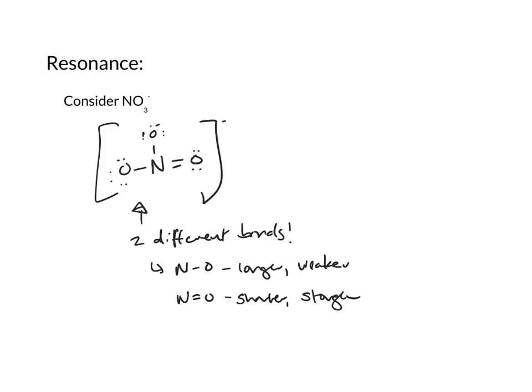So if this structure actually represents the bonding that's in nitrate, when I do a crystal structure and I look at the distance between the bond lengths of the nitrogen and oxygen, I should see two different bond lengths. But when I examine the bond lengths of the nitrogen-oxygen bond, all of these are identical.